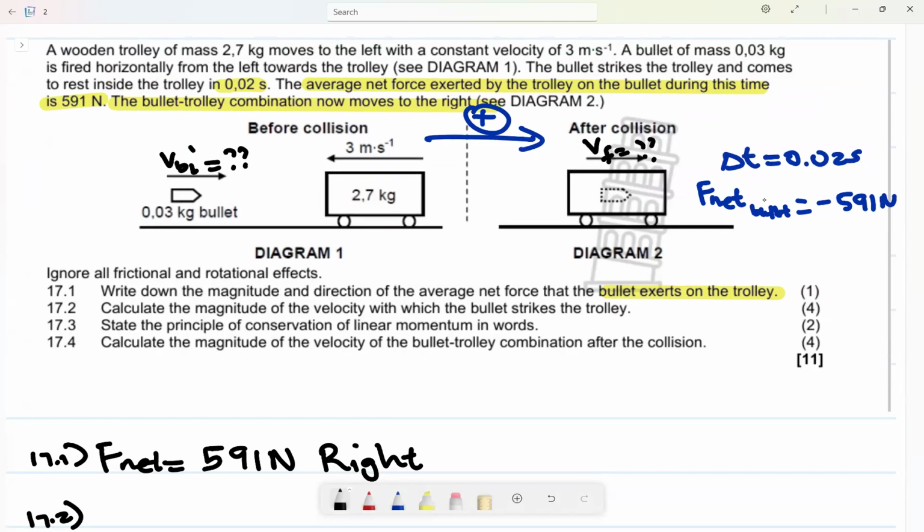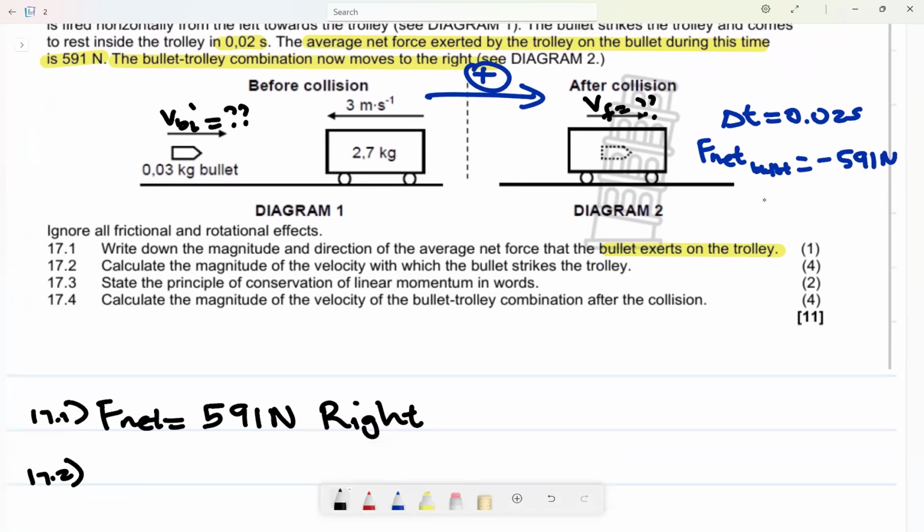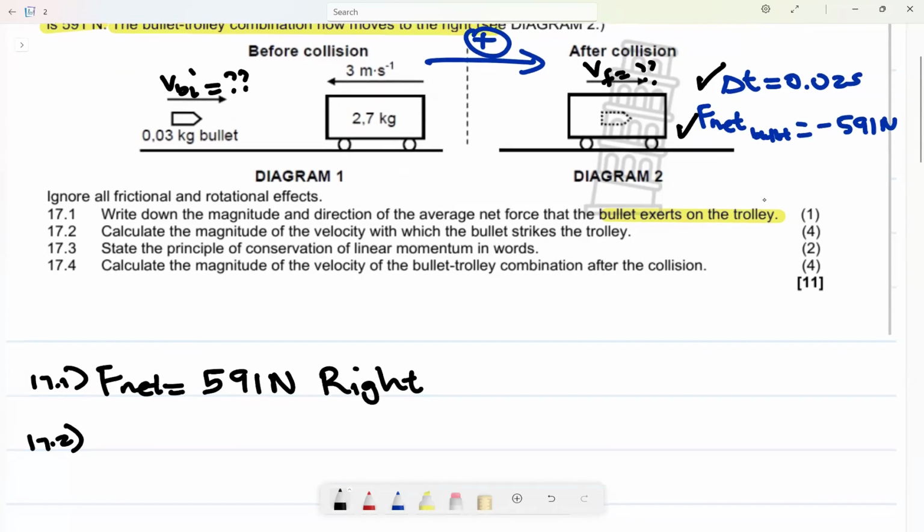So is it a right choice to choose conservation of linear momentum? No, because I will have two unknowns. Which other option can I use? I can use F net times change in time is equal to change in P. Why? Because I have the F net. I also have the change in time.